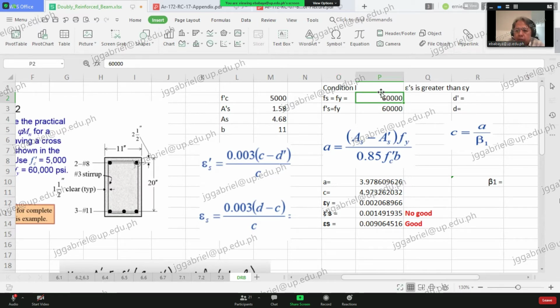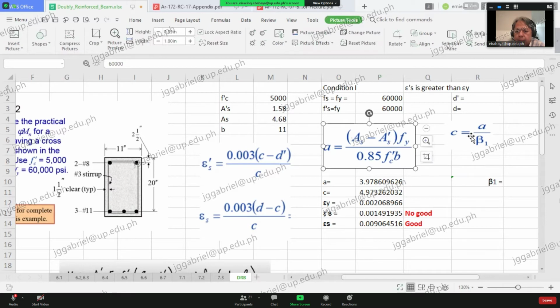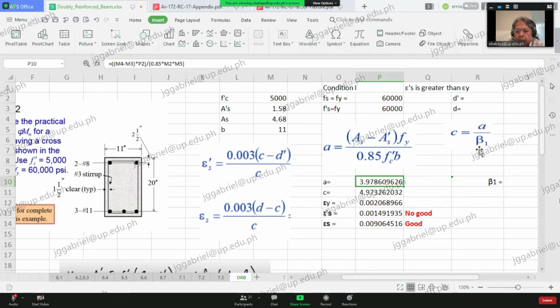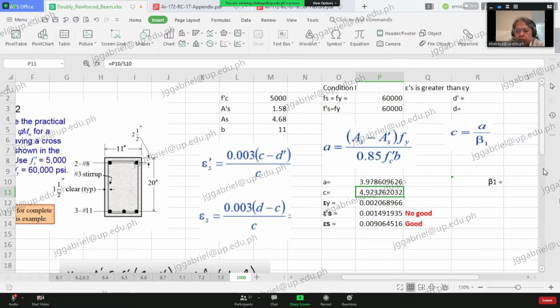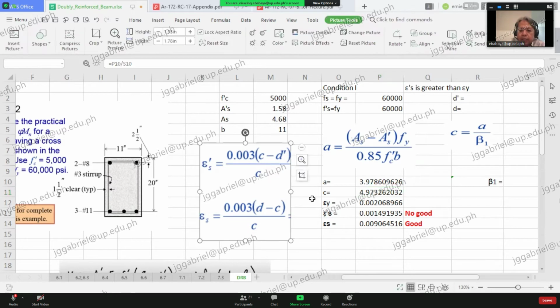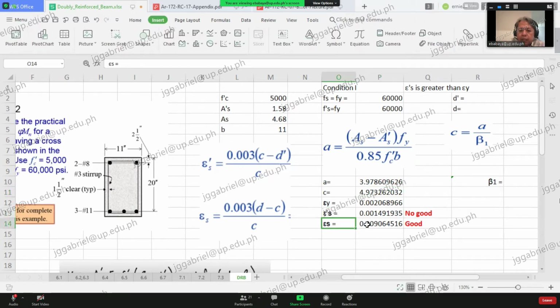Now, so we have this formula. So yung assumptions natin. Now, having this, we have A is equal to 3.978, C is 4.973. And therefore, applying the formula, we get the value of our C, which is 4.97. Okay. Now, checking that, it won't be consistent. No?